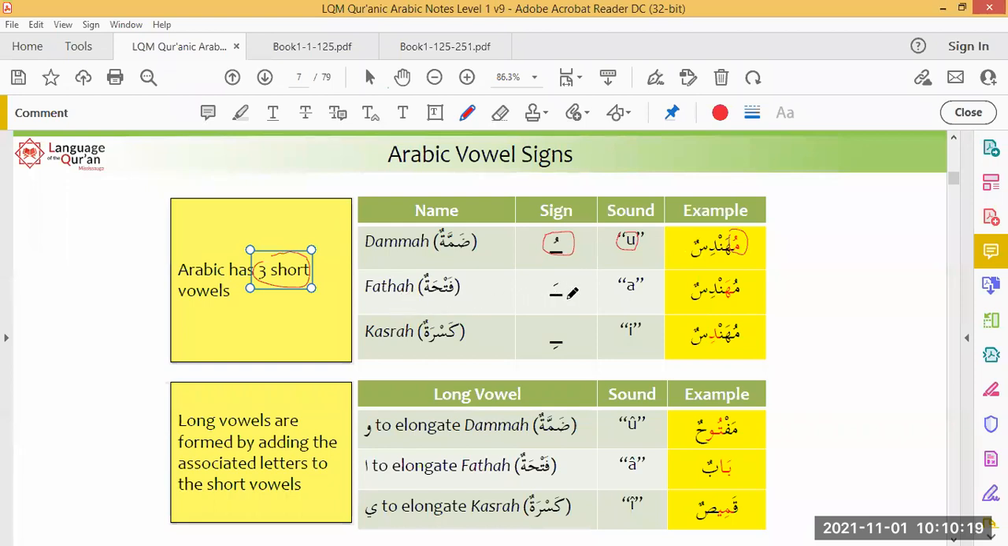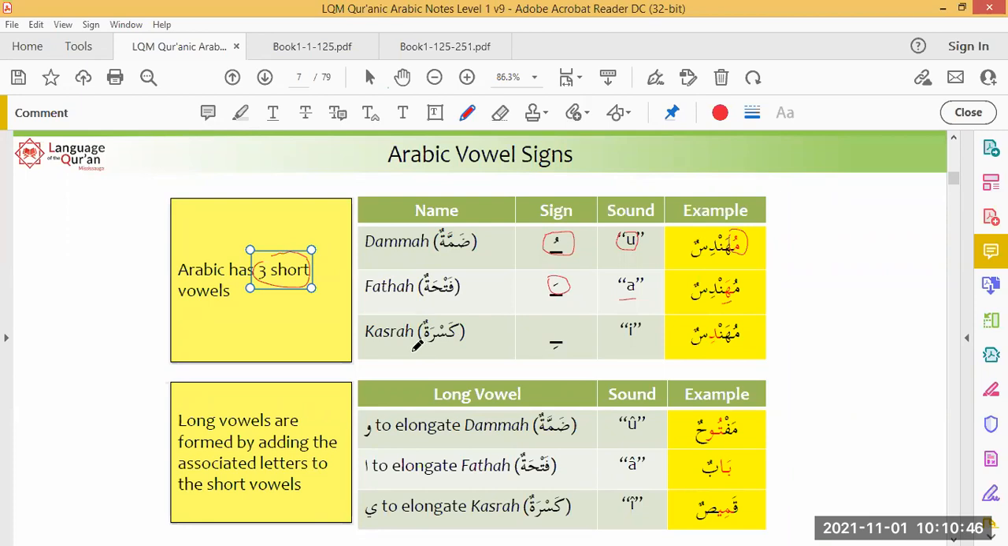Fatha is the second short vowel in Arabic. It gives the sound of A. Muhandisun. So you see here there is a ha written in red. On the ha there is a fatha. This is the sign of fatha.